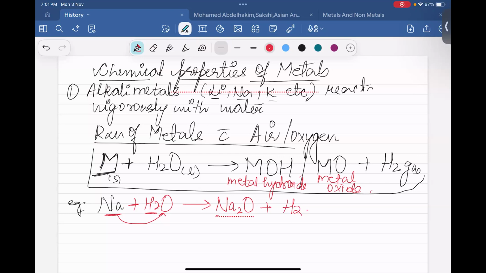And then again this metal oxide reacts with water, because water is already present in the reaction, and finally we will get sodium hydroxide.